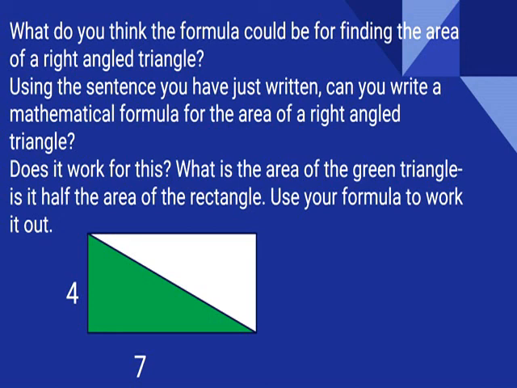So I've given you a rectangle and I've given you the green triangle within it, and I've given you the numbers 4 and 7. They can be centimetres, metres, whatever you want them to be. But what I want you to do is write your formula and then put those numbers into it, and do they work? So when you use that formula, when you work out the triangle and you work out the rectangle, is your triangle half your rectangle? Does your formula work? So you're coming up with a formula and then you're trying to prove that it works. Okay, so test that now.